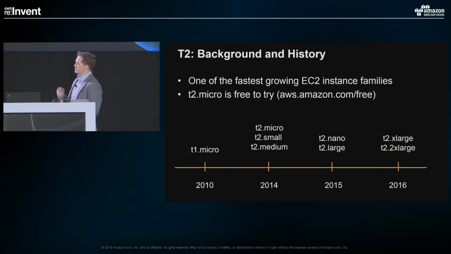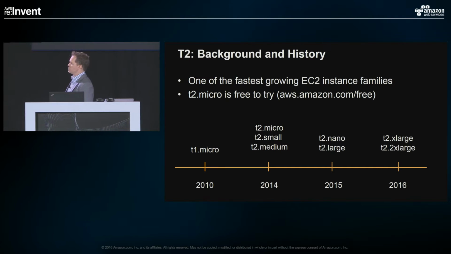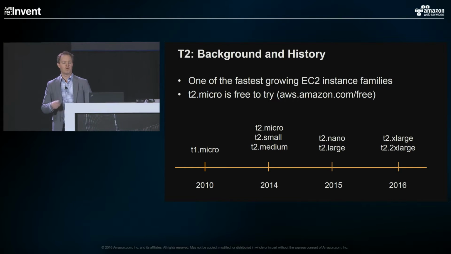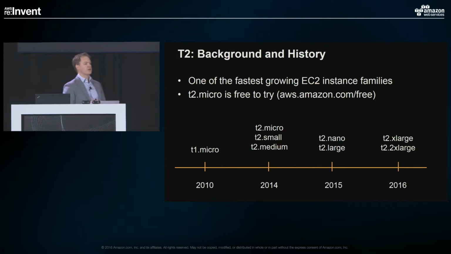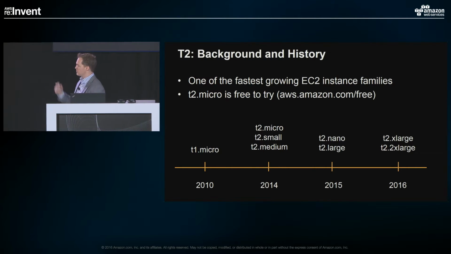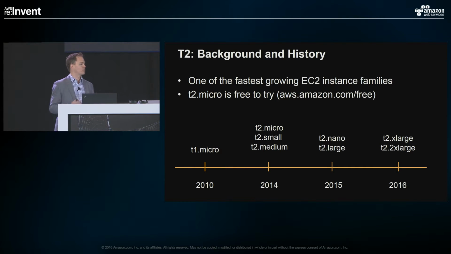We expanded this in 2014 when we introduced the T2 Micro, T2 Small, and T2 Medium. And T2 really did three things. One, it was a significantly higher performance offering than T1. Two, it was cheaper than T1. And three, it offered these three sizes, so you could fit more types of workloads into the instance.